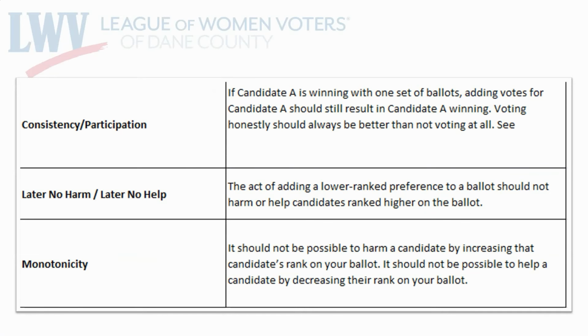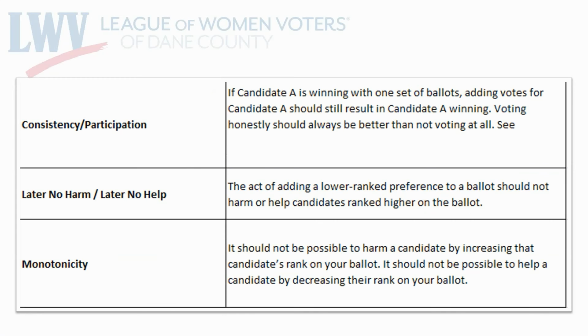Later no harm and later no help are also separate but related concepts. Later no harm states that adding a lower ranked candidate to one's ballot should not harm higher ranked candidates on one's ballot. And later no help states that adding a lower ranked candidate to one's ballot should not help higher ranked candidates on one's ballot. So combined, adding a lower ranked candidate to one's ballot should have no effect on the higher ranked candidates already included on that ballot.